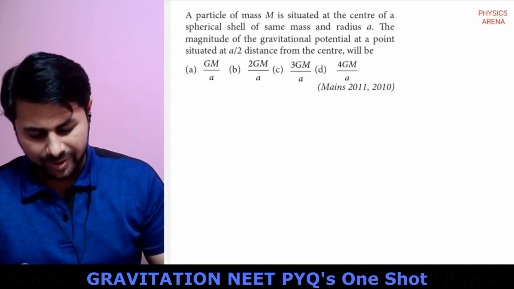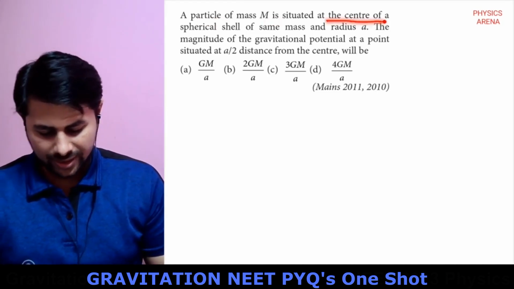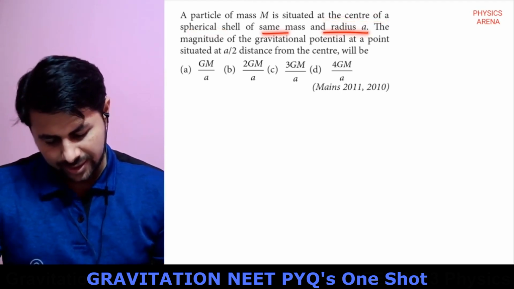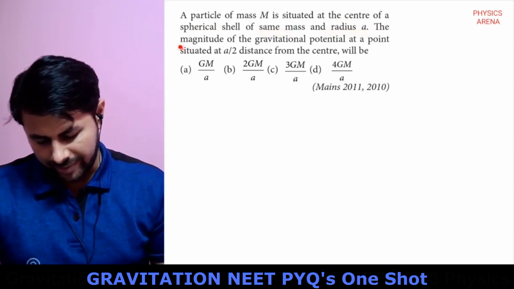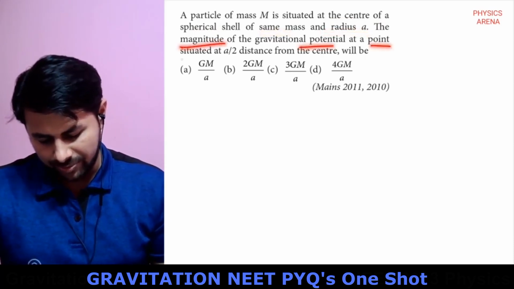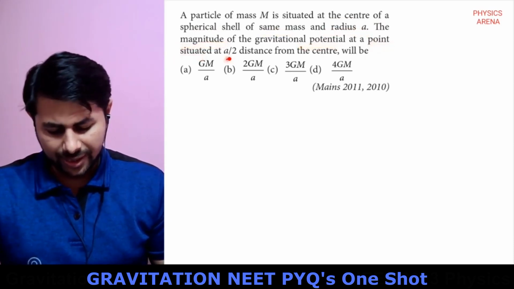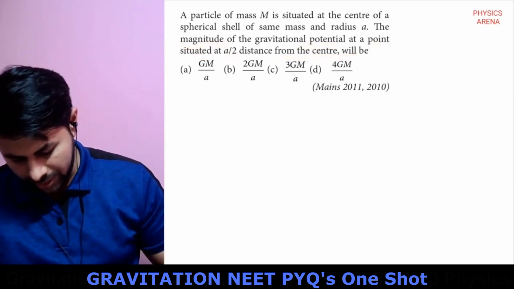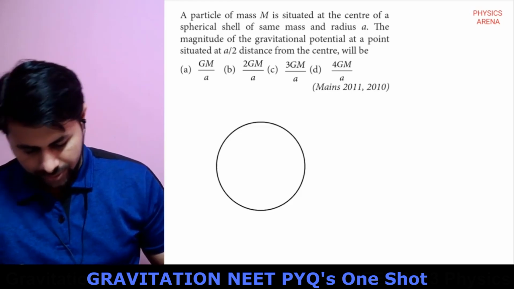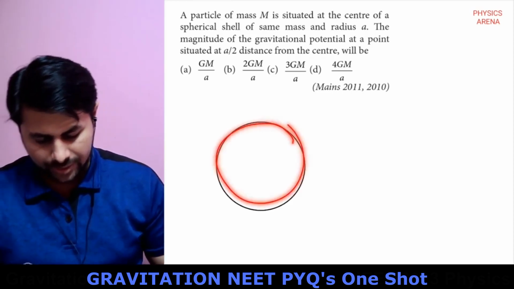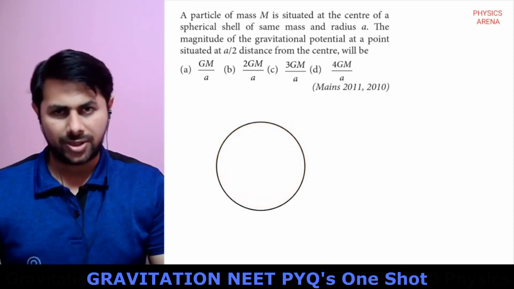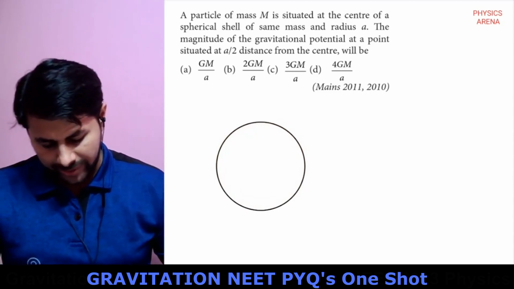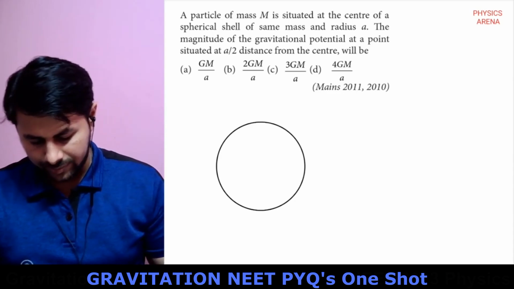Let's discuss the next question. A particle of mass m is situated at the center of a spherical shell of the same mass and radius a. The magnitude of gravitational potential at a point situated at a by 2 distance from the center will be? So you have a shell. Due to this shell, there will be some gravitational potential. Okay. So how much would be the gravitational potential due to the shell?